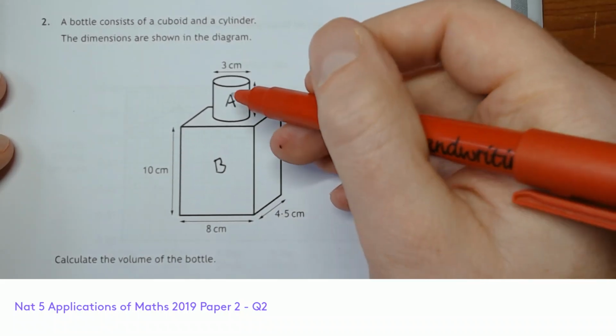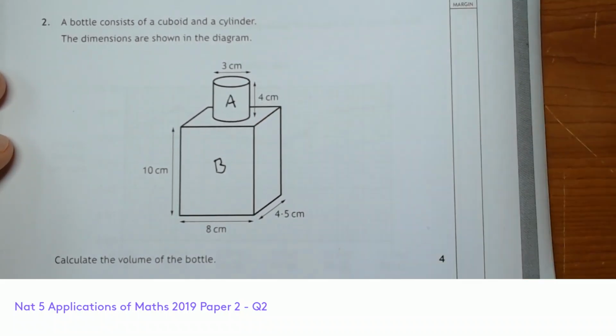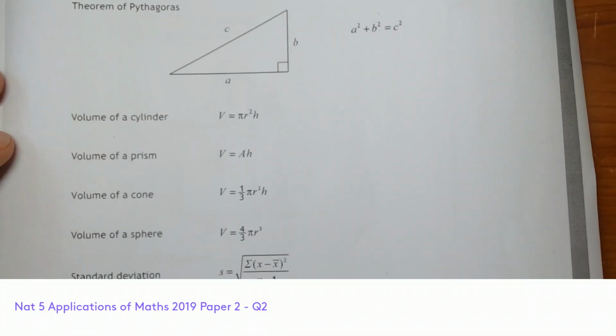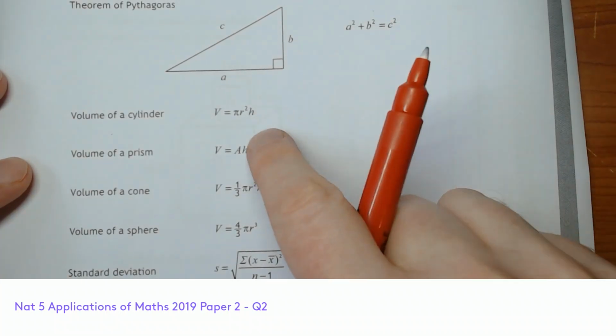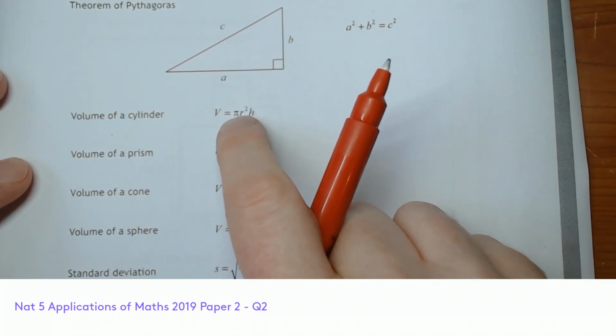Okay, what we've got, you've got a formula sheet, so that's something that you don't have to go in and remember every formula. So this is your formula sheet. So let's work out the cylinder first.